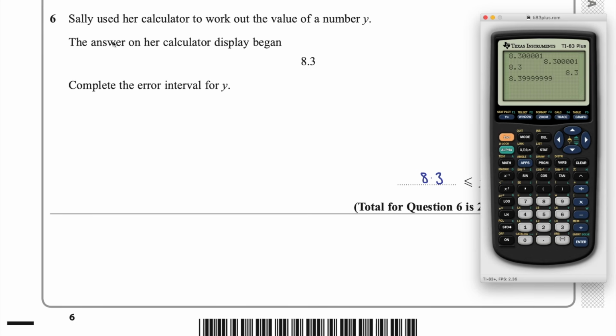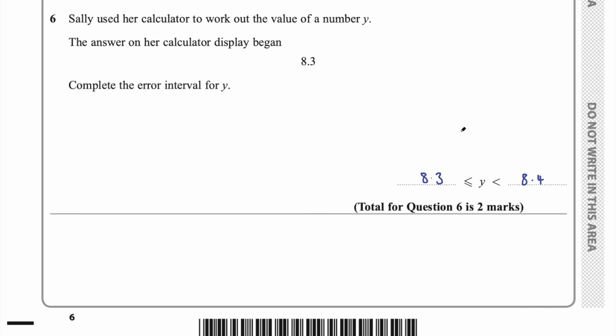And remember, it's saying the display began 8.3. So as I said, it could be 8.39999 and so on. And actually, my calculator rounds that to 8.4, which is kind of funny. But this could be your answer, and it would still start with 8.3. Okay, so that's your error interval there for question 6 for 2 marks.